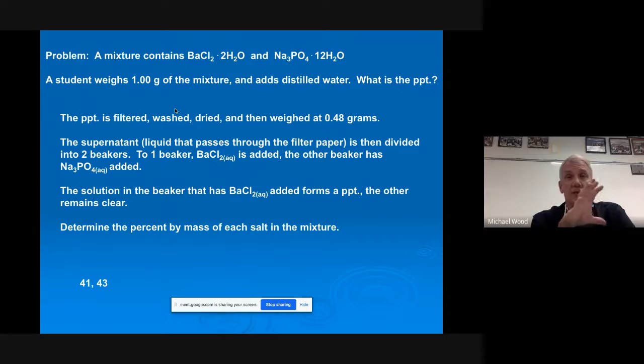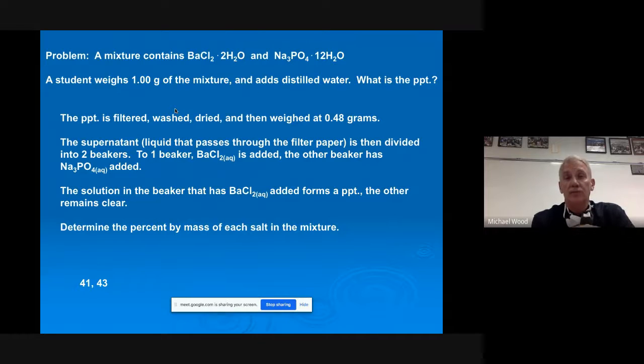You're going to mix it, you're going to heat it, and then we're going to take the filter paper and put it in the oven, and let it sit over the weekend so it dries out. We get rid of the water. But then you're going to do that test on that last step in the lab. PPT is precipitate. The precipitate is filtered, washed, dried, and weighs 0.48. That's what we'll do next week, on Monday, Tuesday.